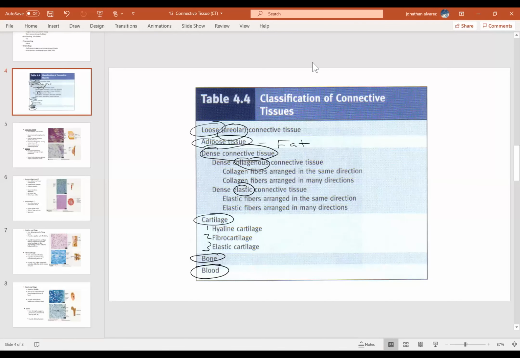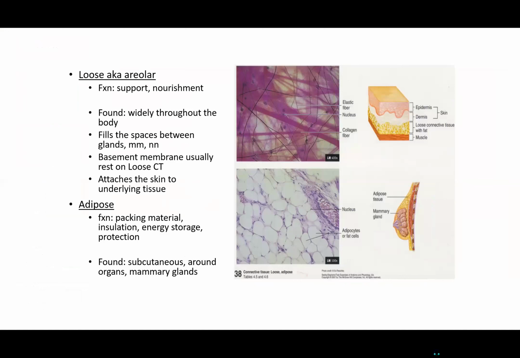Okay, so connective tissue: loose, adipose, dense, cartilage, bone, and blood. Loose, also known as areolar connective tissue. It is there for support and some nourishment. It's found widely throughout the body.